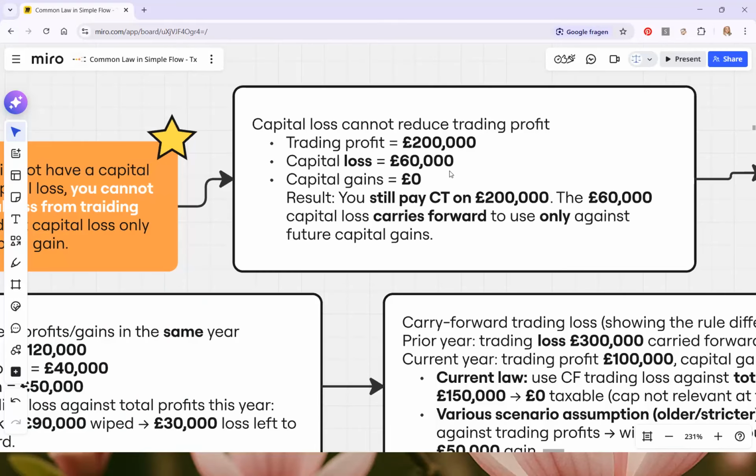The trading profit is 200K, the capital loss is 60K, the capital gain is 0. Result: you still pay corporation tax on 200K. The 60,000 capital loss carries forward to be used only against future capital gains.